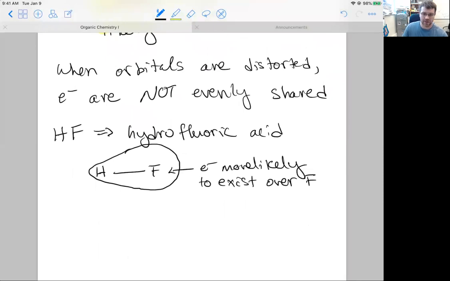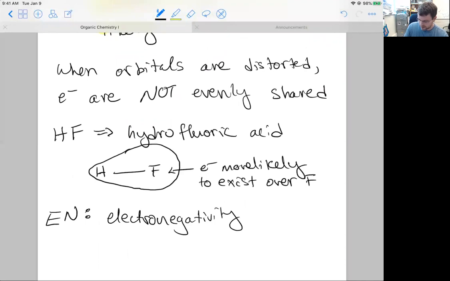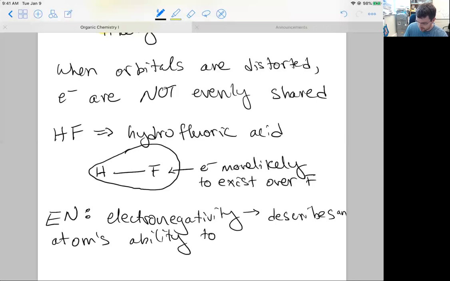Okay, so why is that? That has to do with electronegativity. So electronegativity describes an atom's ability to distort the molecular orbital in a covalent bond.